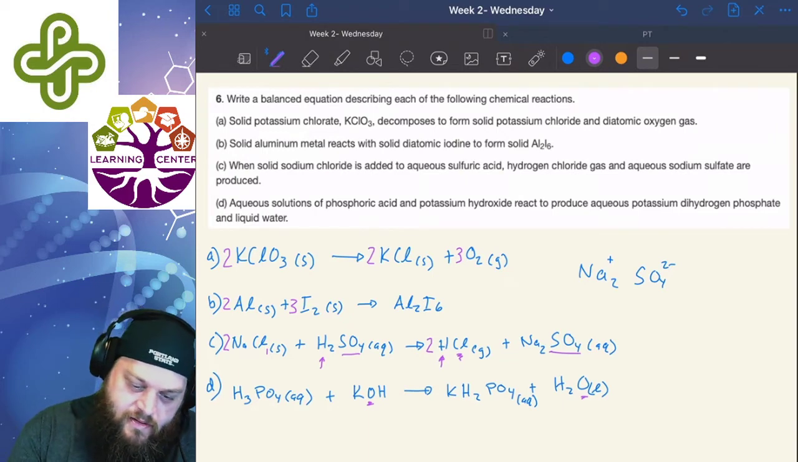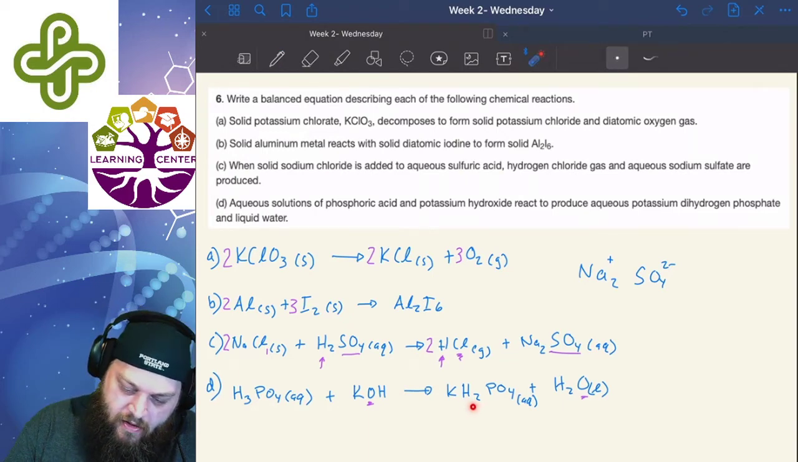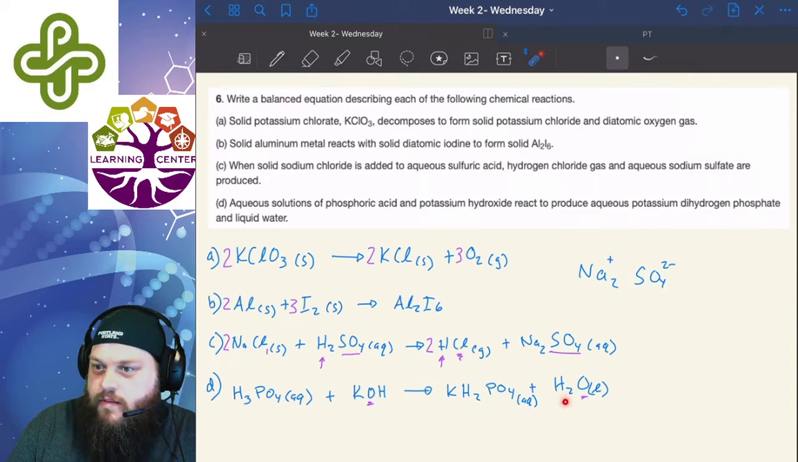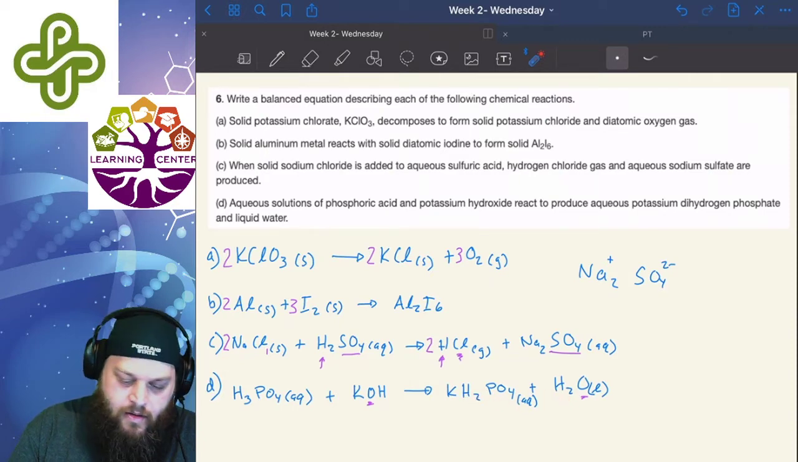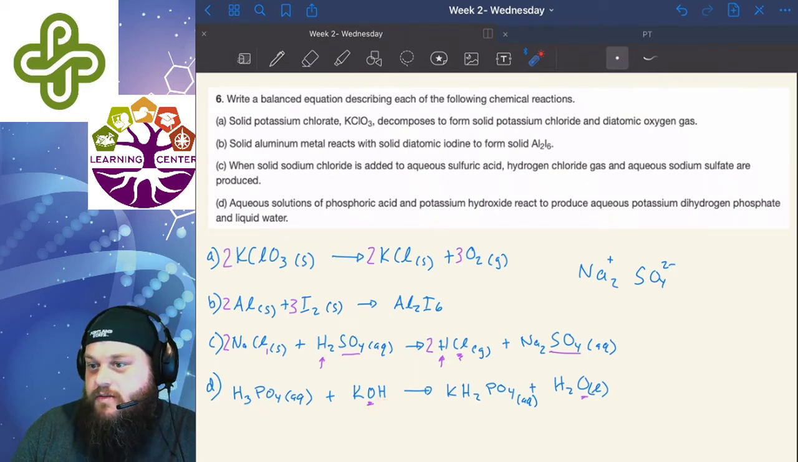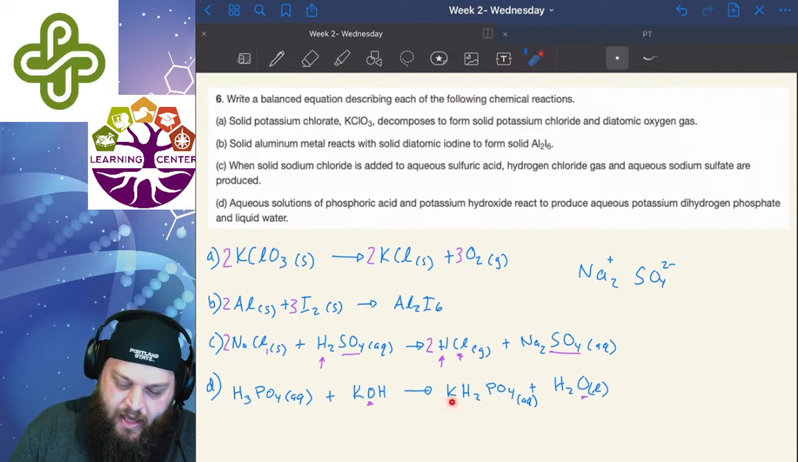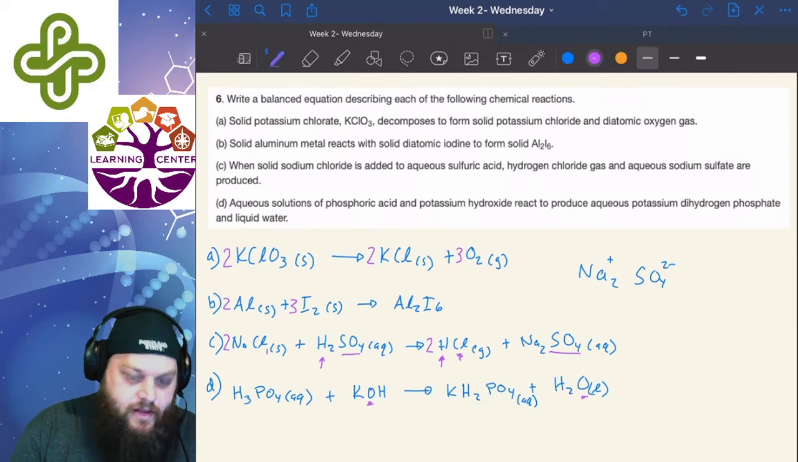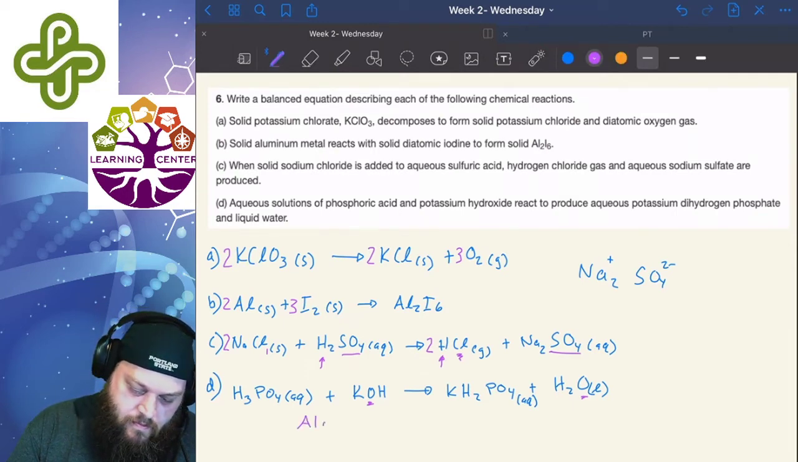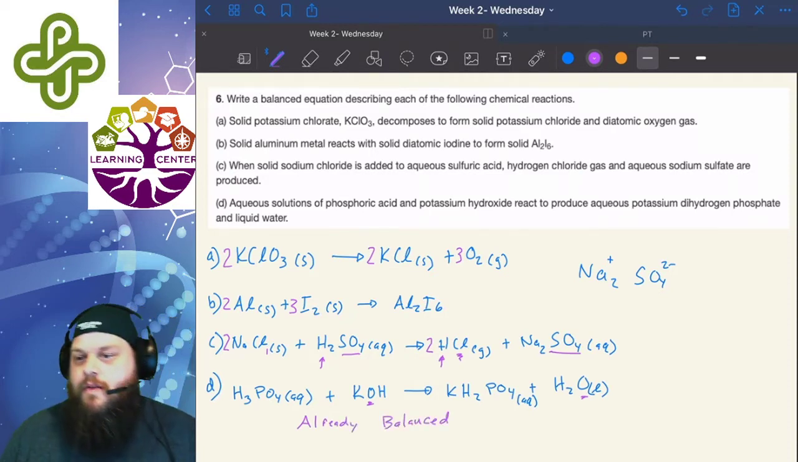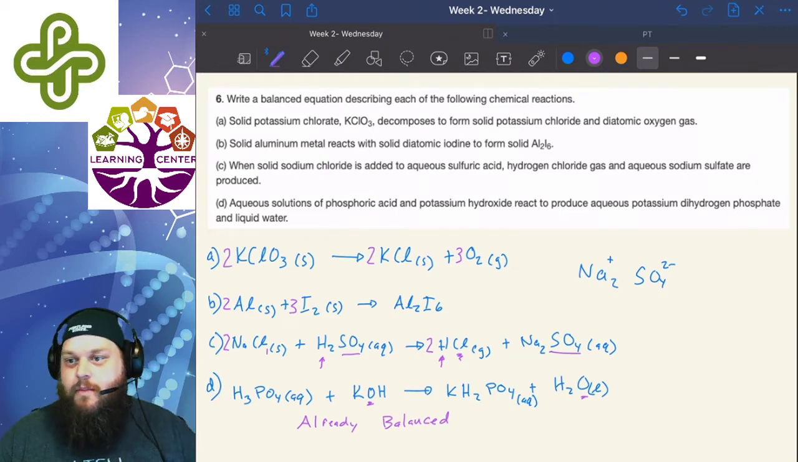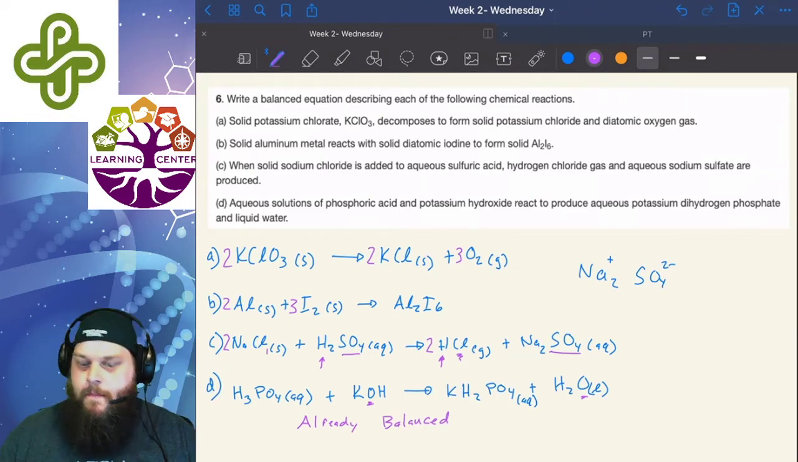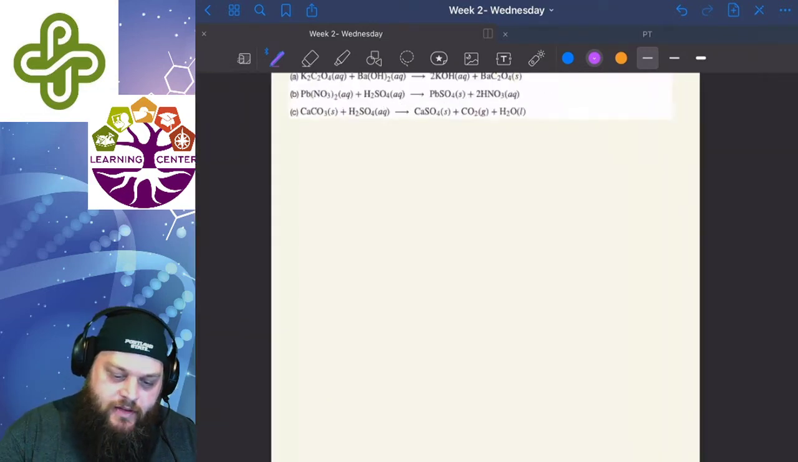The hydrogens, that H2 here and then H2 there, makes 4 hydrogens on the product side, and then H3 there and the H there makes 4 hydrogens on the reactant side. So that's balanced already. Looking at potassium, K, there's 1 K on either side. That's already balanced. I would say this is already balanced as is. The stoichiometric coefficient for each of those compounds is just going to be a 1, basically. Moving on to the next one.